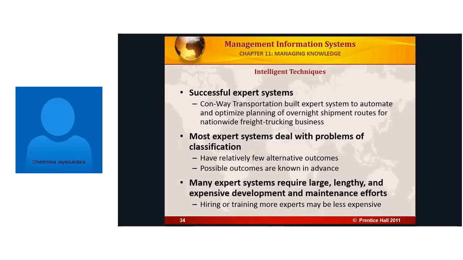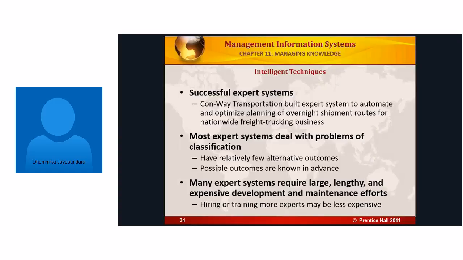So a successful expert system, the Con-way Transportation expert system, automates and optimizes the planning of overnight shipment routes for a nationwide freight trucking business. Most expert systems deal with problems of classification. They have relatively few alternative outcomes. Possible outcomes are known in advance.